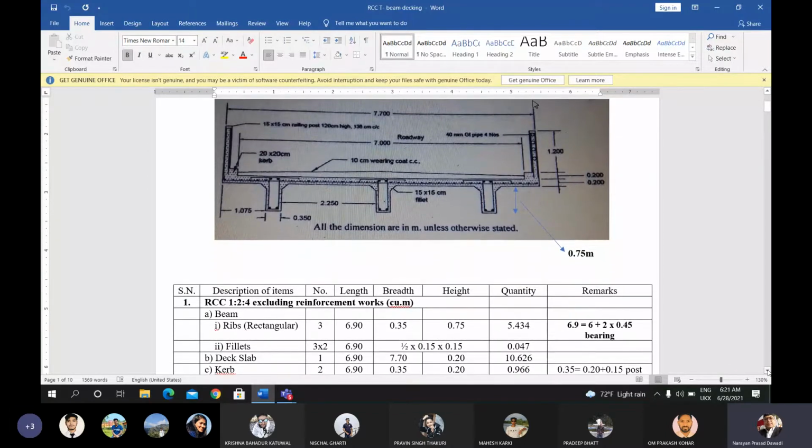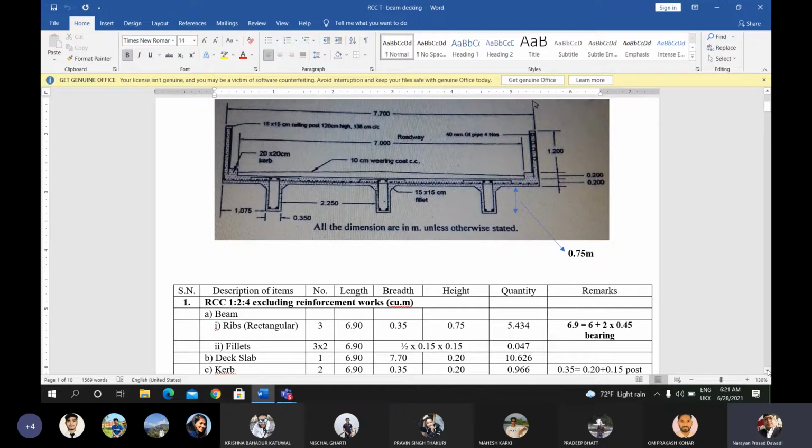Now for this we don't need to have excavation. We can do only the RCC work, PCC work, and the plastering work, pipe work, etc. can be done for this part of the T-beam decking. So look at the figure. The first item may be RCC 1 is to 2 is to 4, excluding reinforcement work. The reinforcement work we do later, so for the RCC work the proportion of the RCC should be specified.